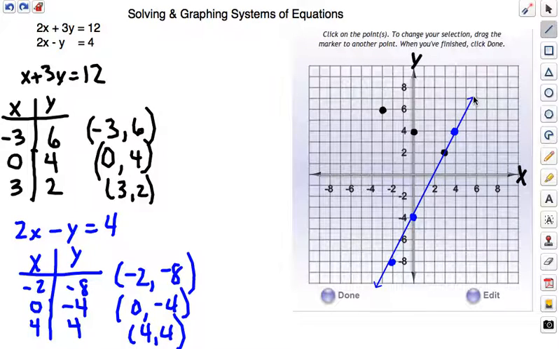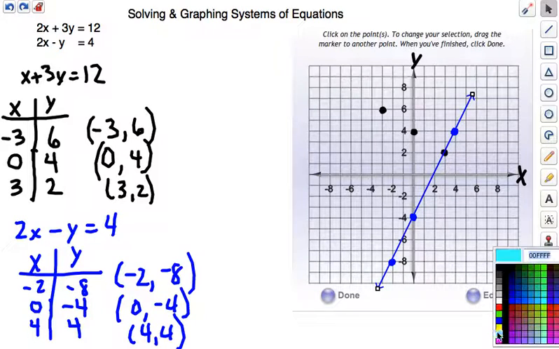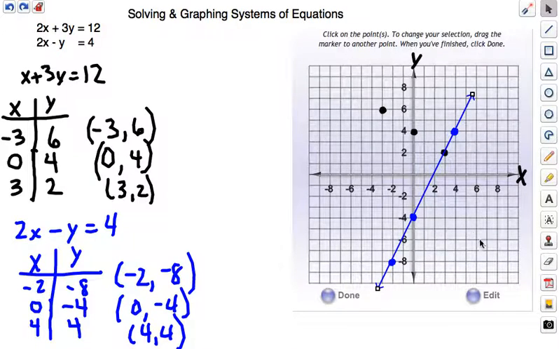So let's go ahead and draw the first line. Okay, and then the second line. Okay, and we'll go ahead and put a point at the intersection of the two lines. That is our solution. Okay, so our two lines intersect at 3, 2. So the solution of this system of equations is 3, 2.